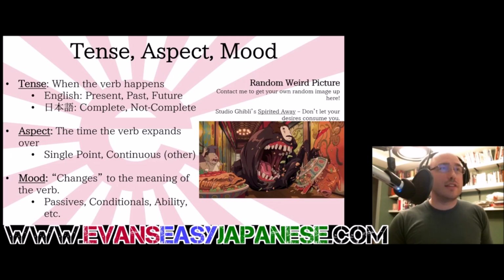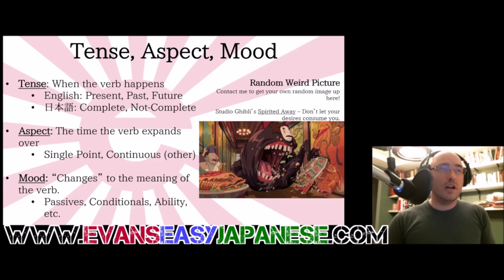Okay, so we have present, past, future in English. Aspect. An aspect is the time over which the verb expands. So we can either have a single point or a continuous or a focusing at the end of it, even though it might just be a single point. Those would be other things. We can do that in Japanese different ways, but we're not focusing on that.